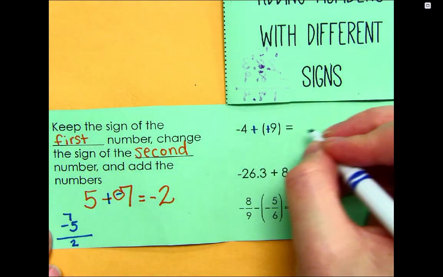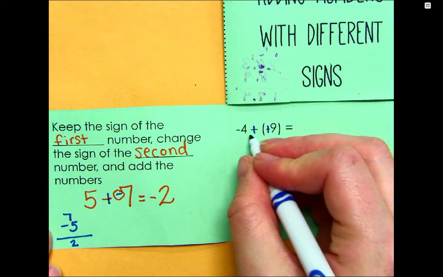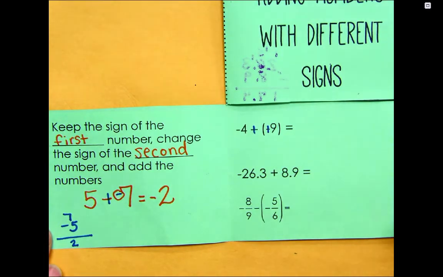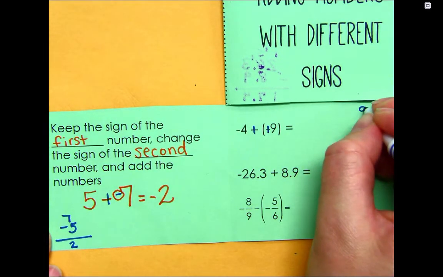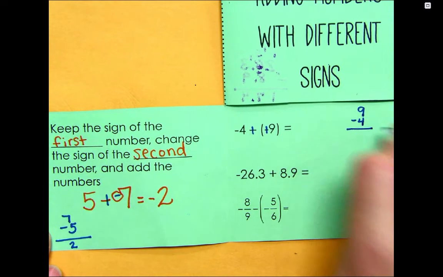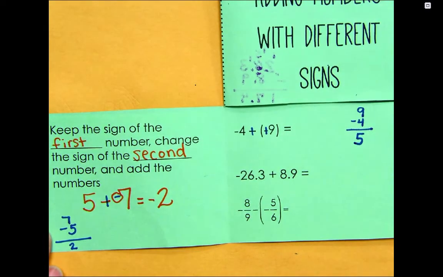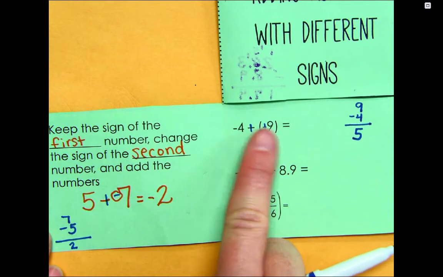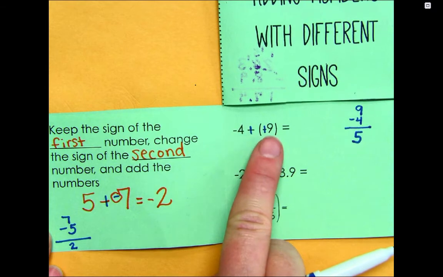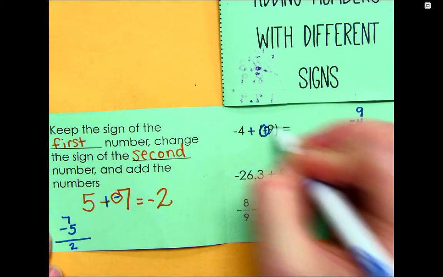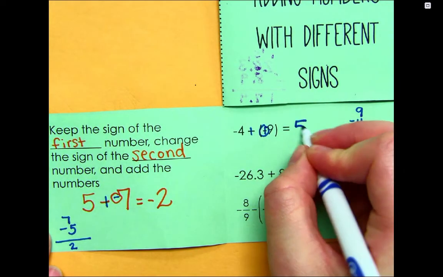So now we have negative 4 plus 9. They are different signs, so we'll subtract. 9 minus 4. 9 minus 4 is 5. And we'll keep the sign of the larger number. So we have a negative, we have a 9 and a 4. The 9 is bigger, so we are going to keep that sign. So it's positive 5.